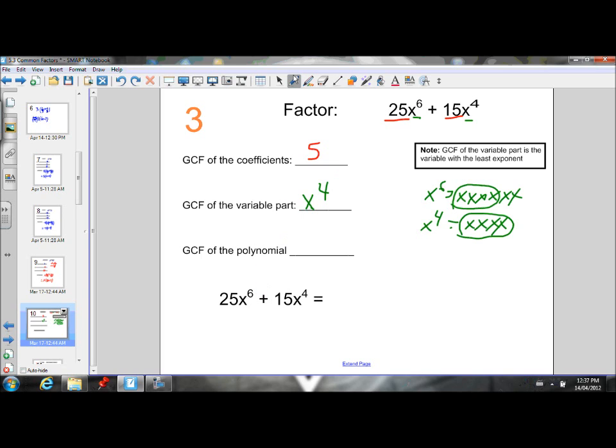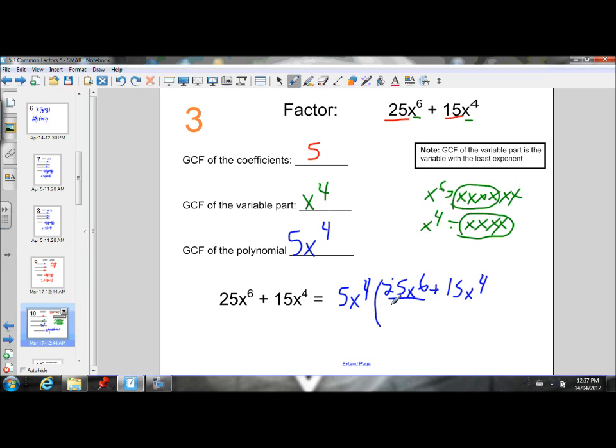Now, my greatest common factor of this polynomial is the combination of the greatest common factor of the coefficients and the variable part. So my greatest common factor of the polynomial is 5x to the 4. So my rules, I take the 5x to the 4 out from the polynomial, and then divide each of the terms by that greatest common factor.